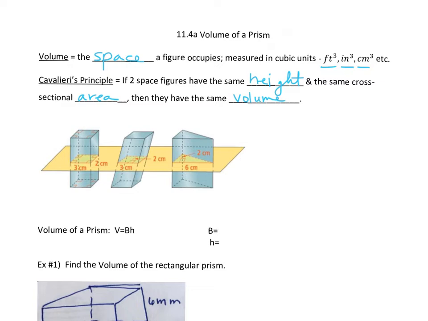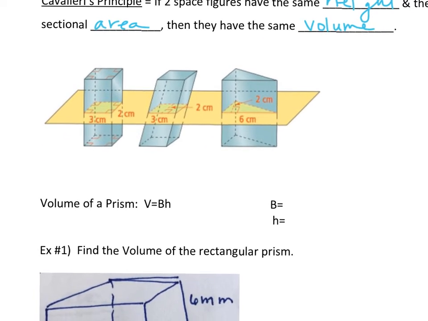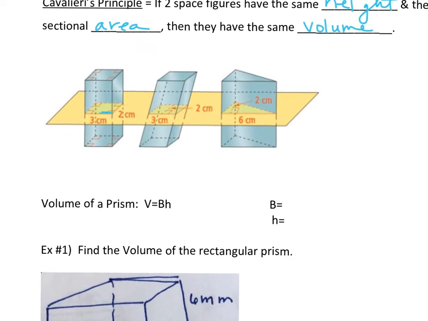Okay, and I put a picture in, this is from your book. If you look here, this cross-section has an area of 6, this cross-section has an area of 6, and this cross-section, 1/2 times 6 times 2, also has an area of 6. So if their area is all the same and their height, this and this and this are all the same, then those three figures, even though they look totally different, have the same volume.